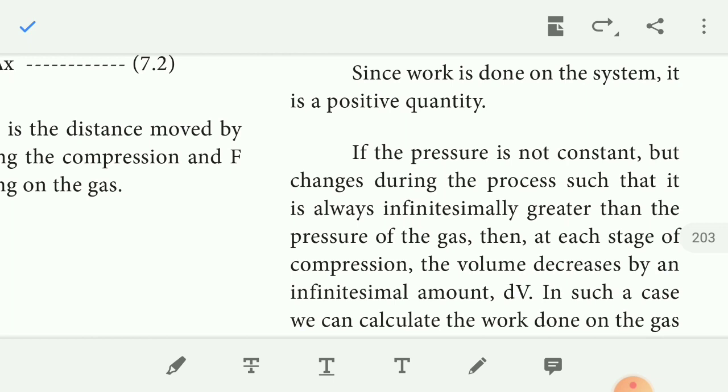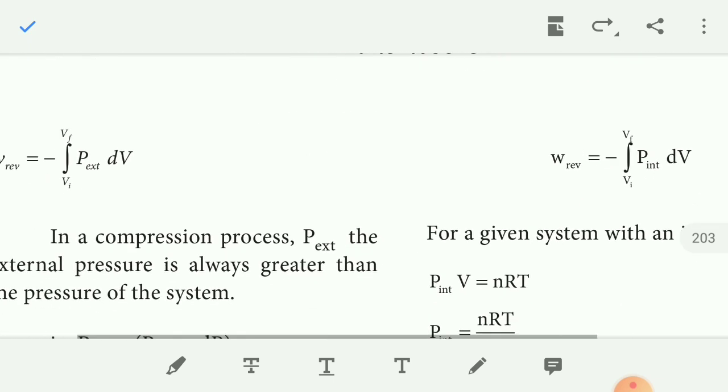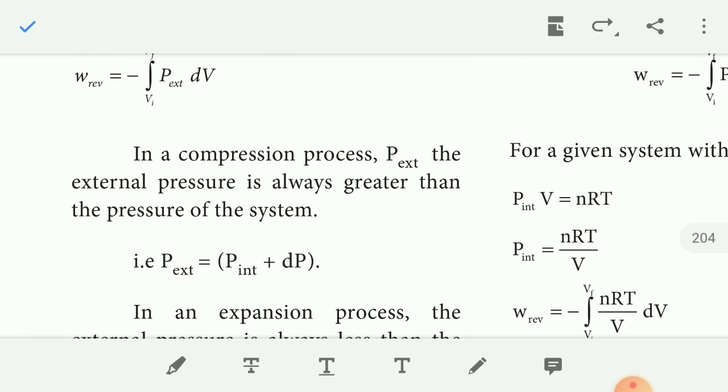If the pressure is not constant but changes during the process, the external pressure is always infinitely greater than the pressure of the gas. At that stage, during compression the volume decreases. In such a case, we calculate work done on the gas by the relation W reversible equal to minus the integral from initial to final of P external dV.